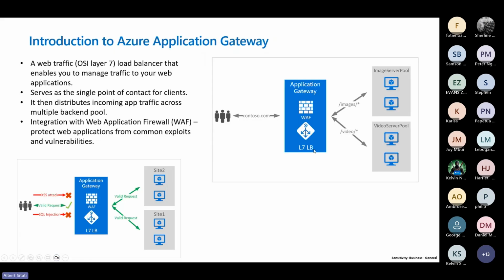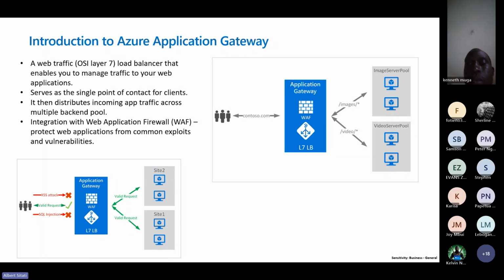At its core, Azure Application Gateway is a layer 7 load balancer. When you look at the OSI layers, in layer 7 we deal with the application layer. It load balances web traffic and enables you to manage traffic to your web applications. Compare it to traditional load balancers, which normally dwell on layer 4, where we are majorly talking about source IP, source port, destination IP, destination port, and the protocol. Those are the 5-tuples.